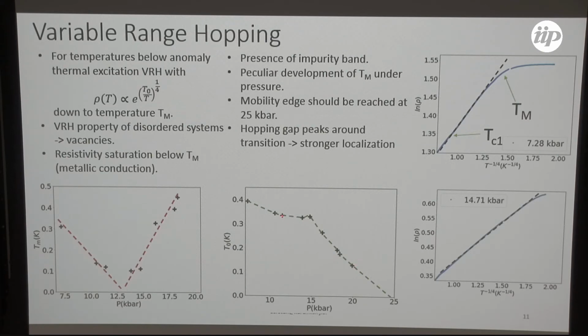And you would think now, if you extrapolate this, and this is only a guide to the eye, this is not in there, then you would think that probably the mobility edge is reached at about 24 kilobar. So there's something here that is in favor of localization, which suppresses the metallization of the material.